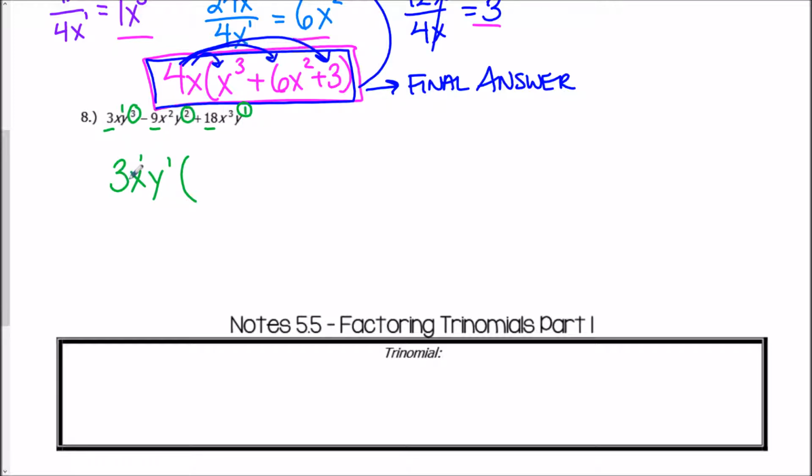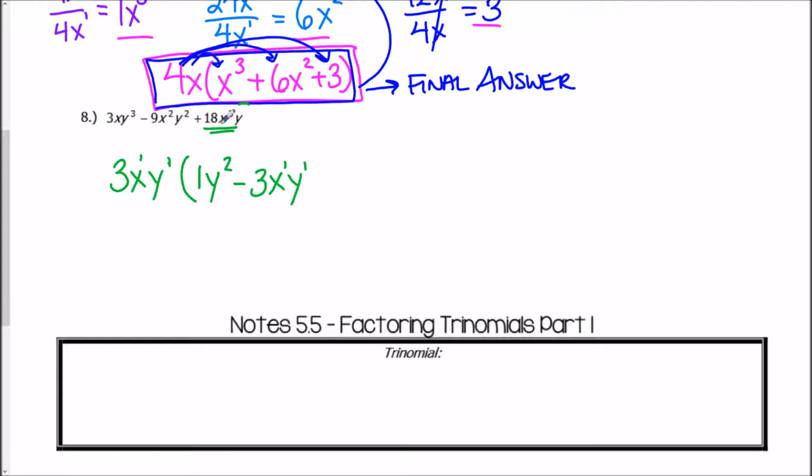So 3 divided by 3 is 1. X divided by x will cancel out. And y to the power of 3 divided by y to the power of 1 gives me y to the power of 2, because 3 minus 1 is 2. Okay? Next, the next term that we have is this -9x squared y squared. So -9 divided by 3 is -3. X to the power of 2 divided by x to the power of 1 is x to the power of 1. Y to the power of 2 divided by y to the power of 1 is y to the power of 1. Okay? And I'm done with that term.